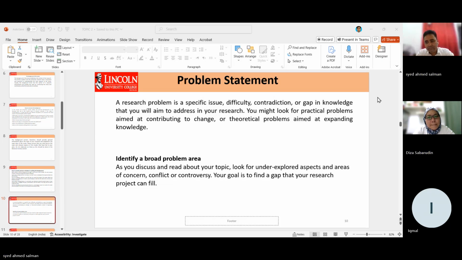So this is called theoretical problem. You are fulfilling the research gap. You are expanding the knowledge. You are contributing to the literature. Do you understand or not yet? Yes, understand. So there are two types of problem, practical problem and theoretical problem.